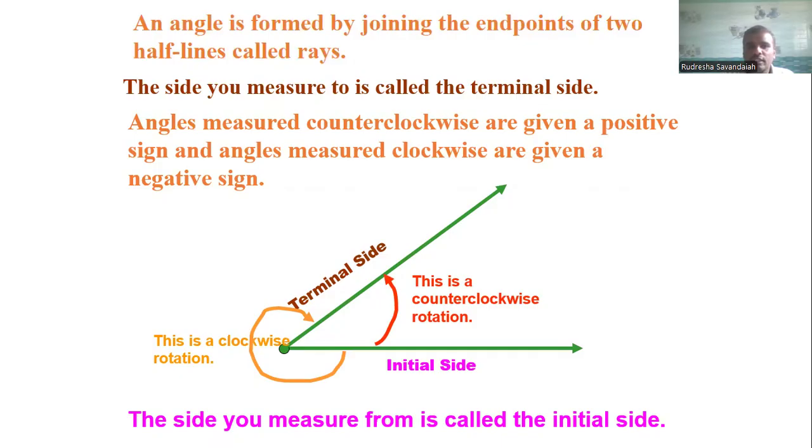Next, angles measured counterclockwise are given a positive sign. Angles measured clockwise are given a negative sign. See, this is the negative angle and the positive angle. Counterclockwise is the positive angle and clockwise is the negative angle.